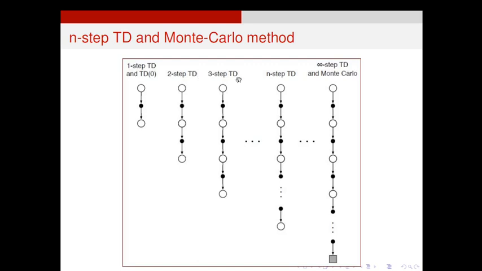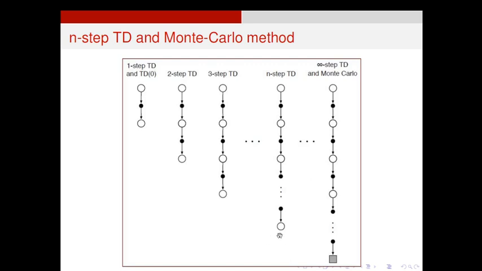Now what about three step TD? This is my existing state. I have to take rewards for the next three states and the corresponding state values. So first state, second one, third state. Okay, three step TD. If it goes on n steps, that means the current state value is updated with the help of later n step rewards. It becomes n step TD like this.